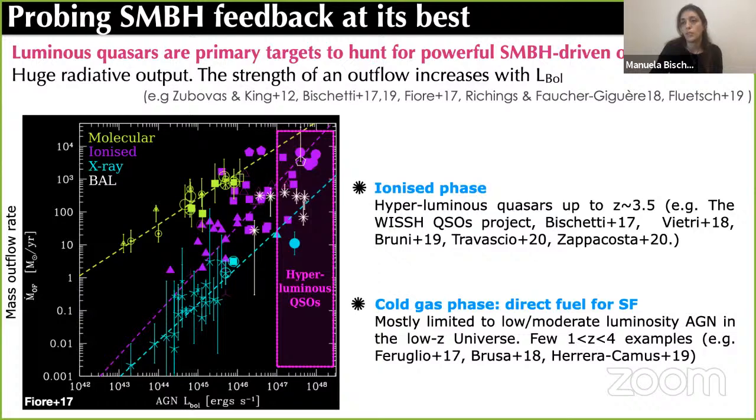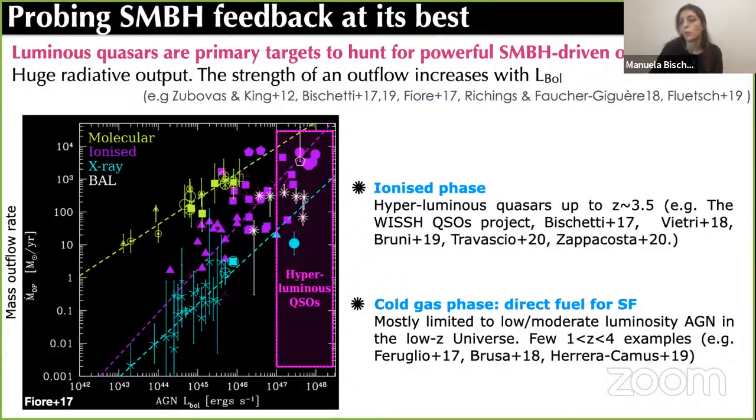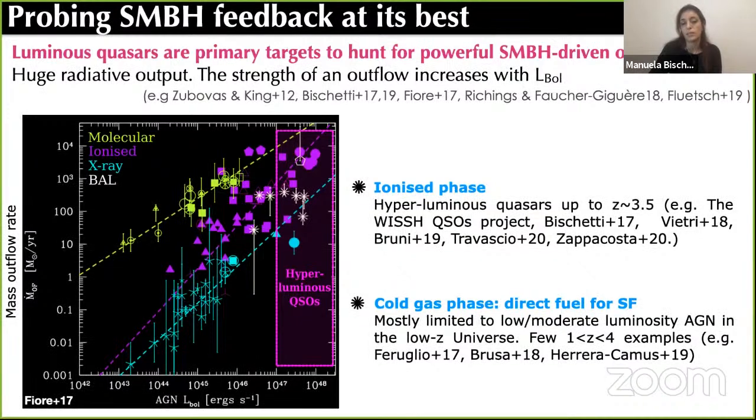Unfortunately, essentially no redshift 6 points are on this plot. And for what concerns the ionized phase, outflows in luminous quasars have been observed up to redshift 3-4, for example, in the WISH quasar project. But for what concerns the cold gas phase, so the direct fuel for star formation, essentially what we know so far is mostly limited to low to moderate luminosity AGN in the local universe, and only a few examples exist at high redshift.